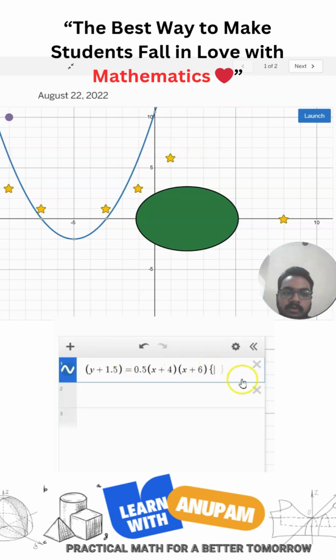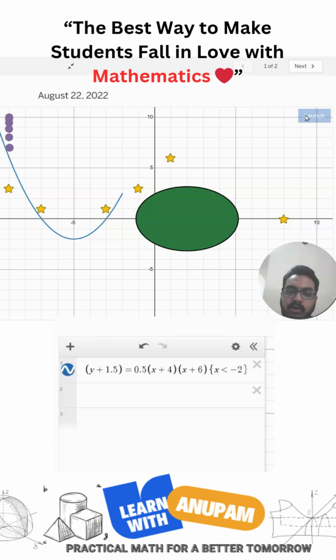So we can put a limit on the x values. I'm taking x less than 2. So this is the restriction I put here. Sorry, it is minus 2. Now x less than minus 2, and if I click on launch again, now we are able to collect 3. Still we are remaining with 3 stars.